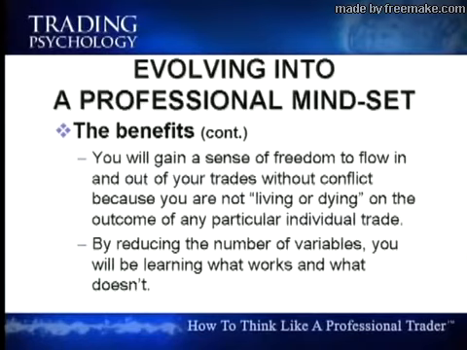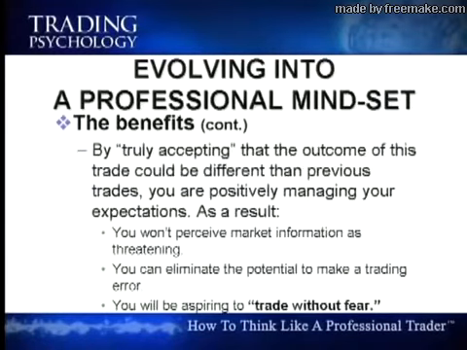By reducing the number of variables, you will be learning what works and what doesn't. By truly accepting that the outcome of this trade could be different than whatever happened the last time, you are positively managing your expectations. Now think about what I just said. By truly accepting. What does it mean to truly accept? It means that there's no other part of your identity or consciousness that is in conflict with genuinely accepting the fact that this trade could have a different outcome than the last one. If the last trade was a winner, it means that this trade could have a different outcome. It could be a loser. If the last trade was a loser, it means that this trade could have a different outcome. It could be a winner.